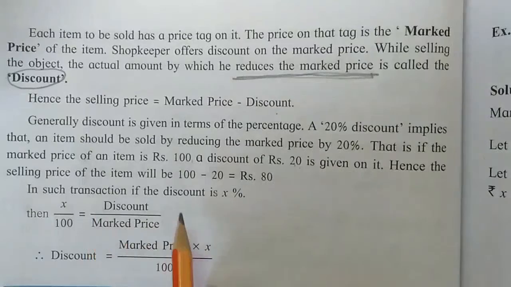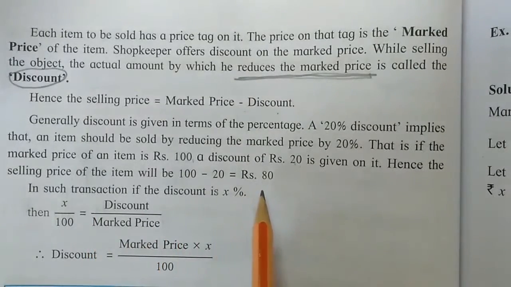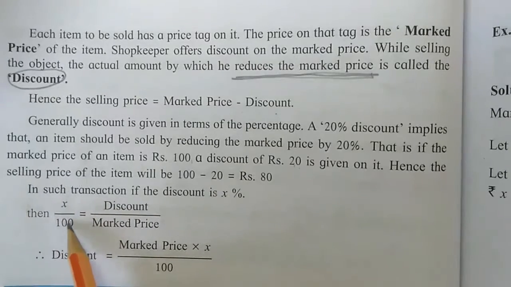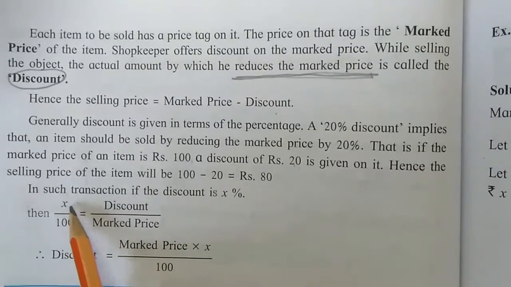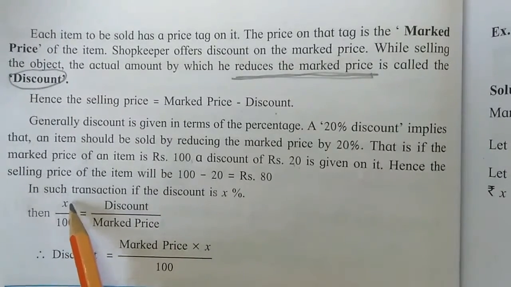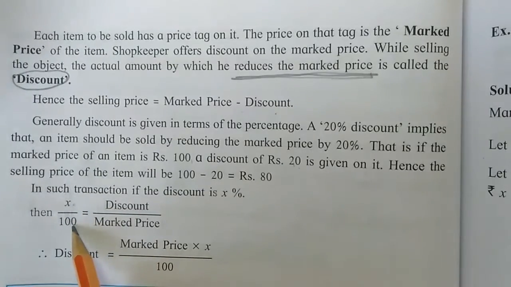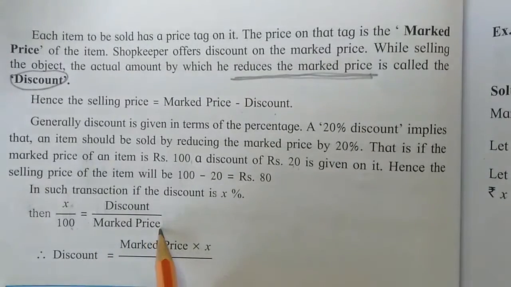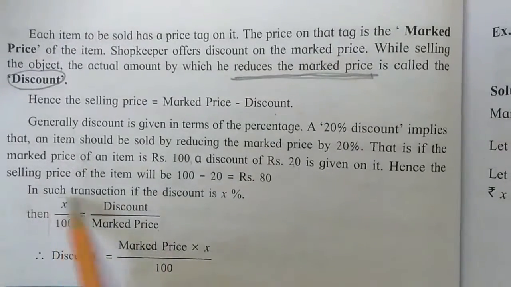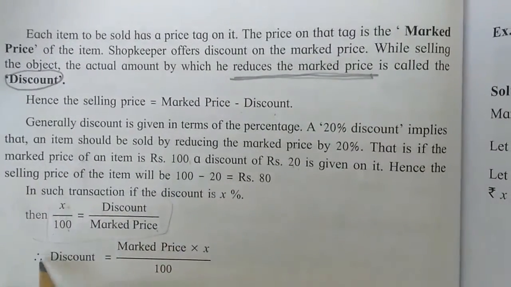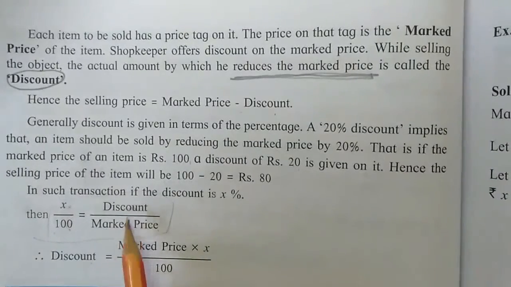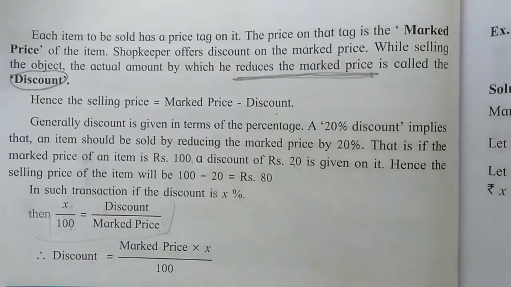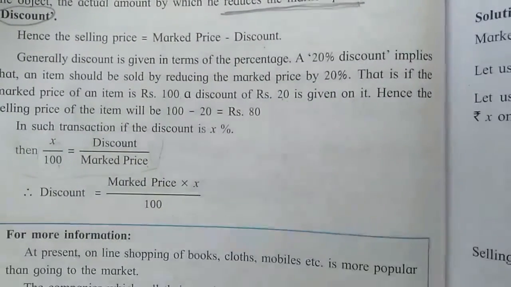So if we assume that the discount is X%, then the ratio obtained is X upon 100, because on 100 the discount is X. X% means X upon 100 is equal to discount upon mark price. This ratio is very important. Therefore discount is equal to mark price multiplied by X upon 100. And this is the formula.